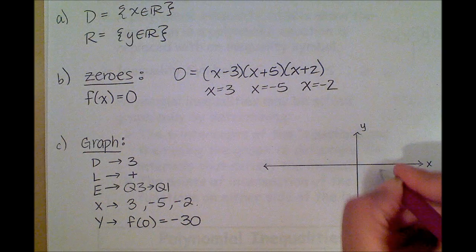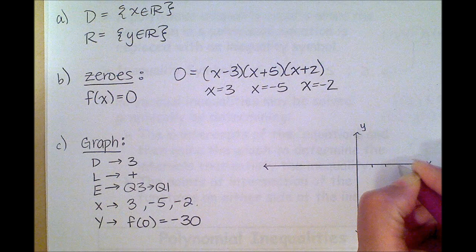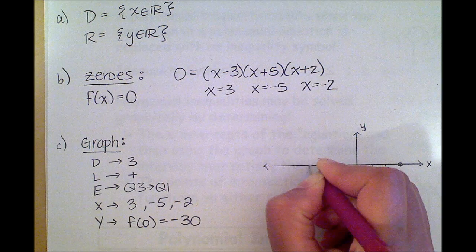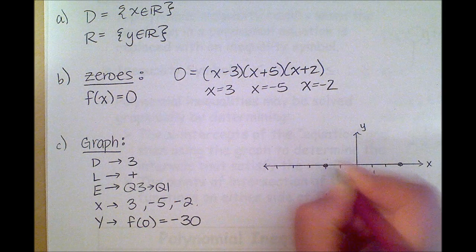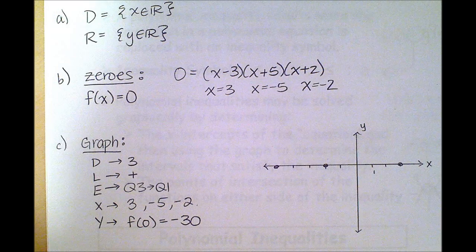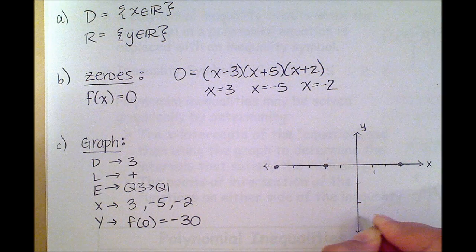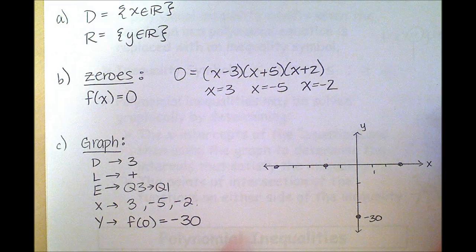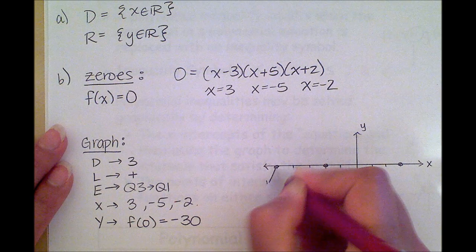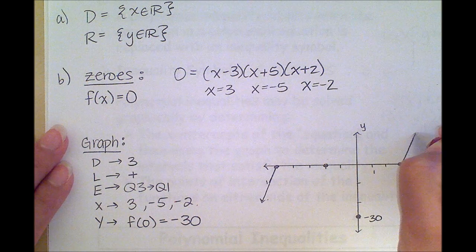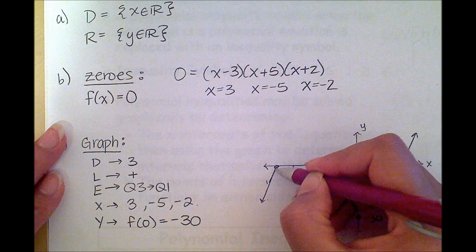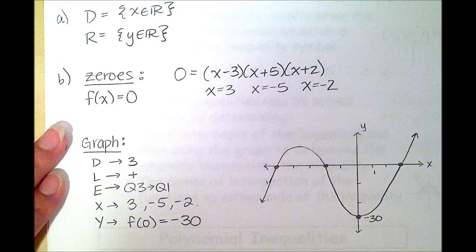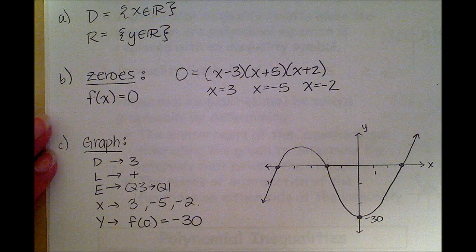So I have x-intercepts at 3, and at negative 2, and at negative 5. Okay, so there's my x-intercepts so far, and I have a y-intercept at negative 30. So there's my y-intercept. And because it goes from quadrant 3 to quadrant 1, I'm going to sketch it. So it's going to continue in this direction, and it's going to continue in this direction. And because they're all order 1, my graph is going to look like that. Okay. So there's my cubic function. I'll call this f of x.